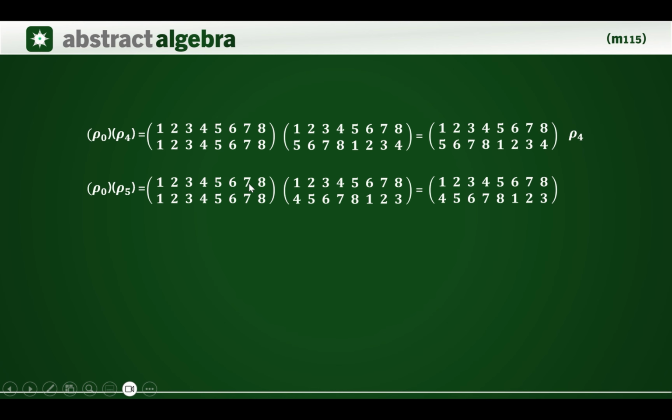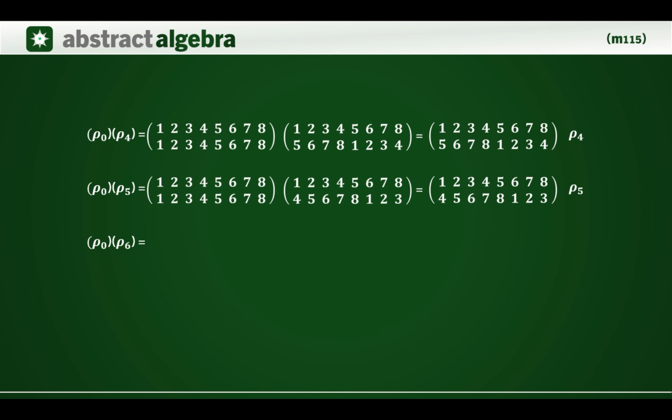4 maps to 7, 7 maps to 7, therefore 4 maps to 7. 5 maps to 8, 8 maps to 8, therefore 5 maps to 8. 7 maps to 2, 2 maps to 2, therefore 7 maps to 2. 8 maps to 3, 3 maps to 3, therefore 8 maps to 3. So the composition of row sub 0 to row sub 5 results in row sub 5.